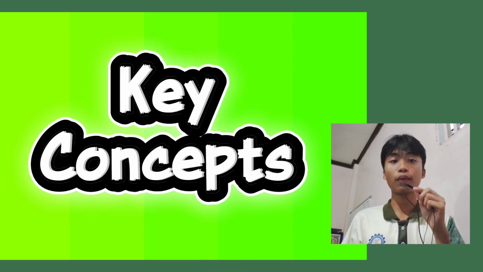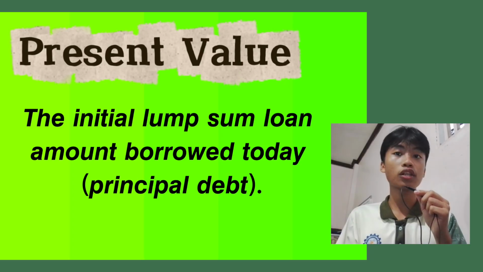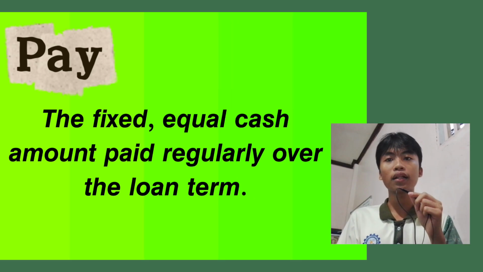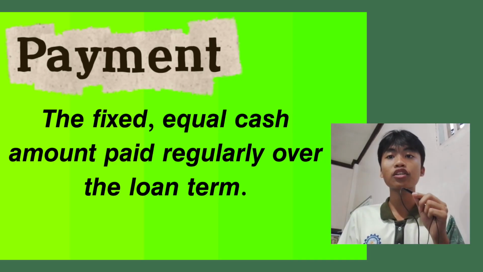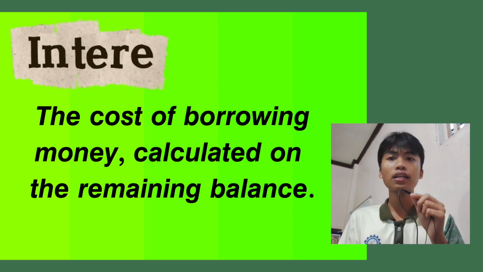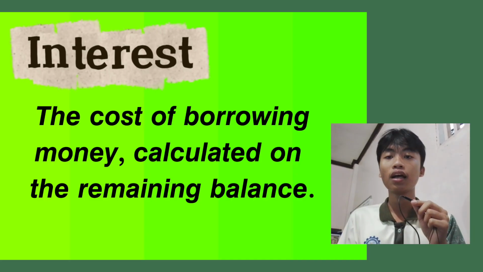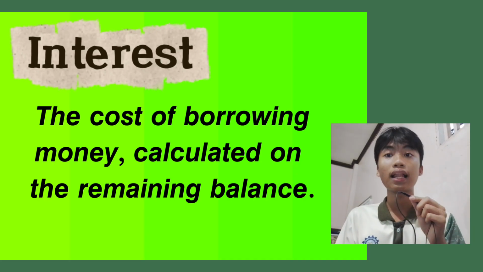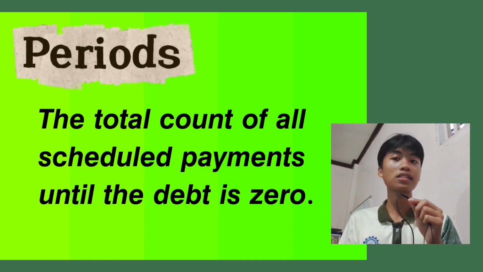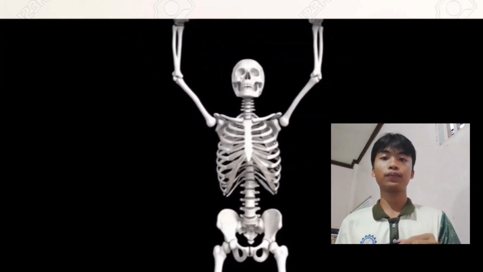For the key concepts of amortization, here is present value. So the present value is the initial lump sum loan amount borrowed today or the principal debt. Next is the payment. The payment is the fixed equal cash amount paid regularly over the loan term. Next is the interest. The interest is the cost of borrowing money calculated on the remaining balance. Lastly, the periods. Periods are the total count of all scheduled payments until the debt is zero.